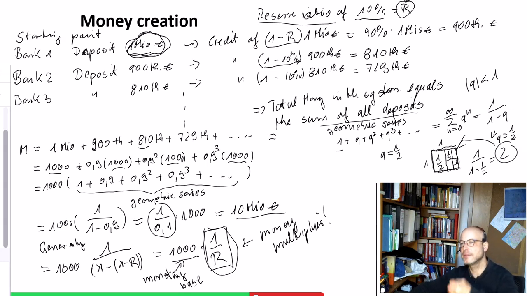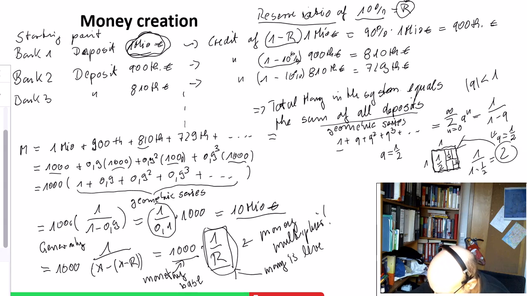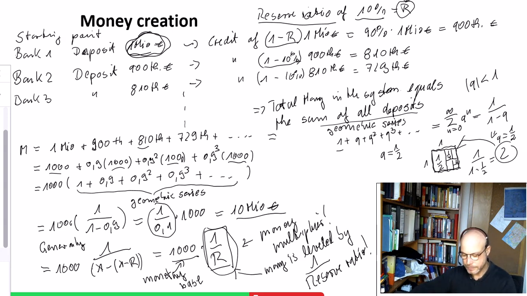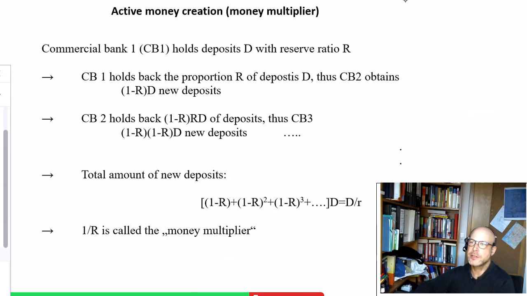And this is then leveled by 1 over the reserve ratio. And not very surprisingly, the less the reserve ratio, the larger the level. So money is leveled by 1 over the reserve ratio. Okay, so this is then called the money creation process via the financial system.